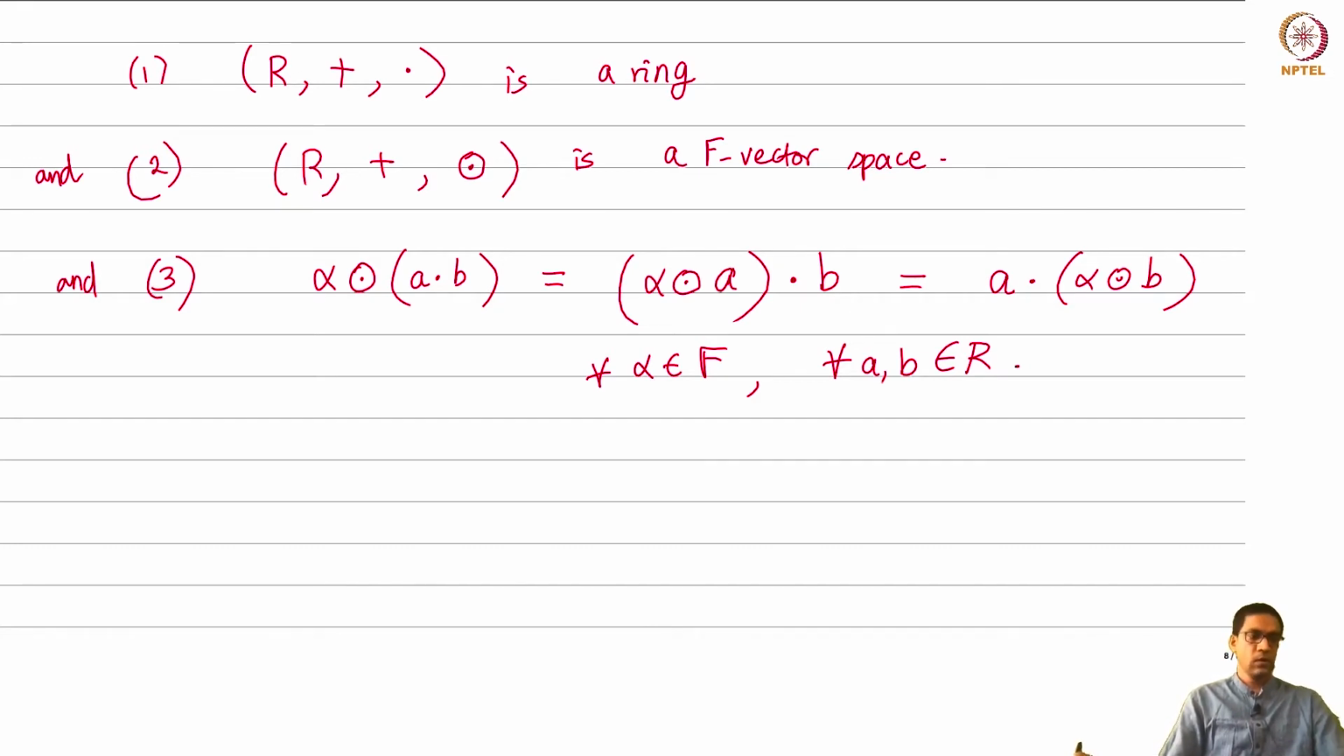Now, what are examples? Because why is one studying this concept? Well, there are a large number of very interesting examples. So here are two of them. If F is the fixed field, I can look at the set R of n cross n matrices over the field. So this is all n cross n matrices over F.